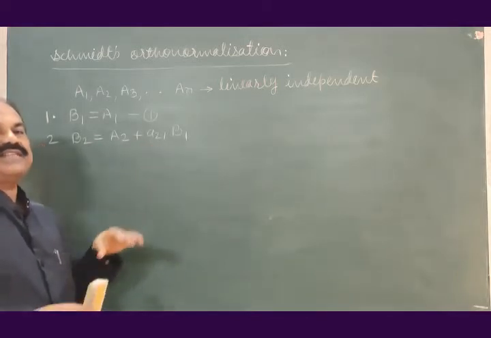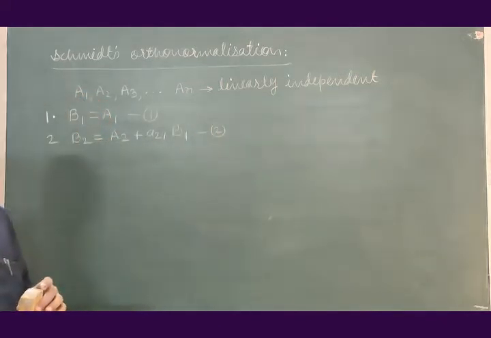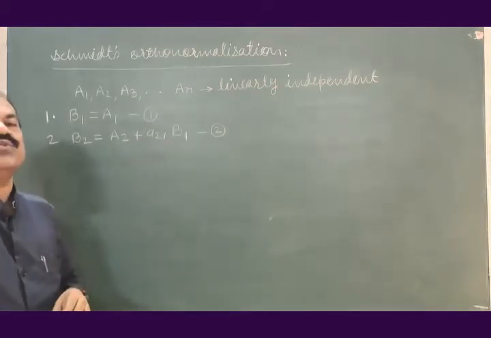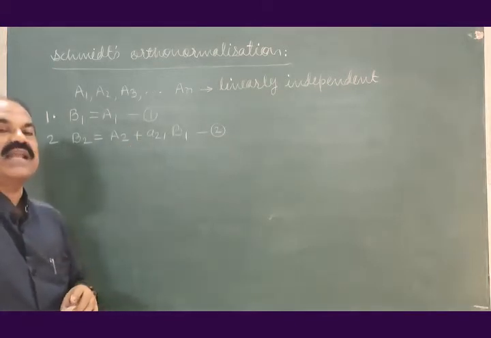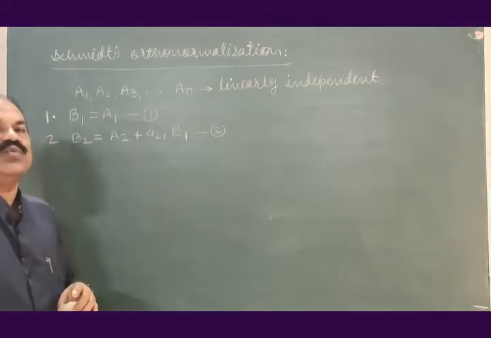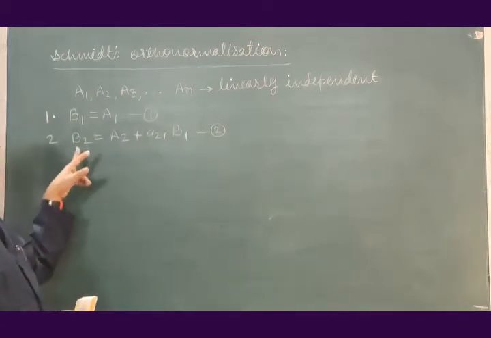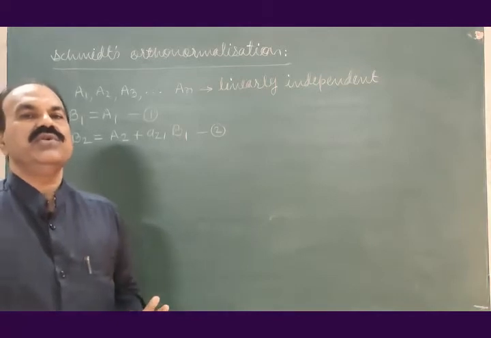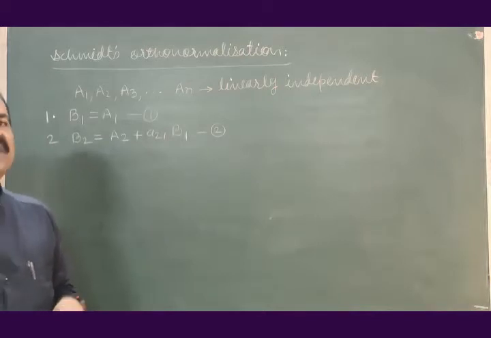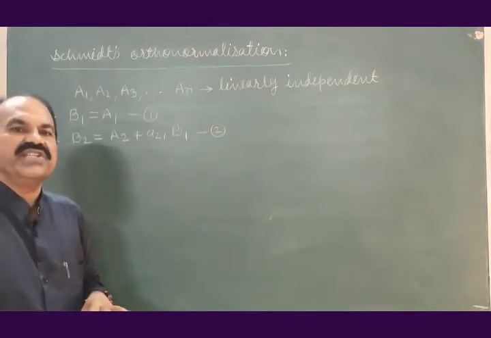Let us try to find this scalar constant. Let me write this as equation number 2, and I want to find the value of scalar constant a21. To find it, we shall use the property that vectors b1 and b2 are orthogonal to each other.